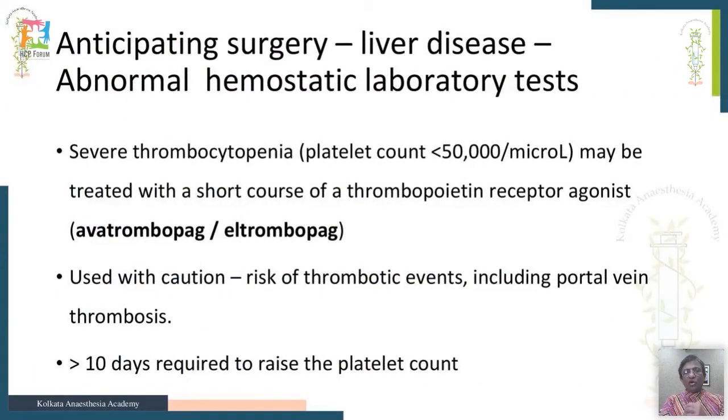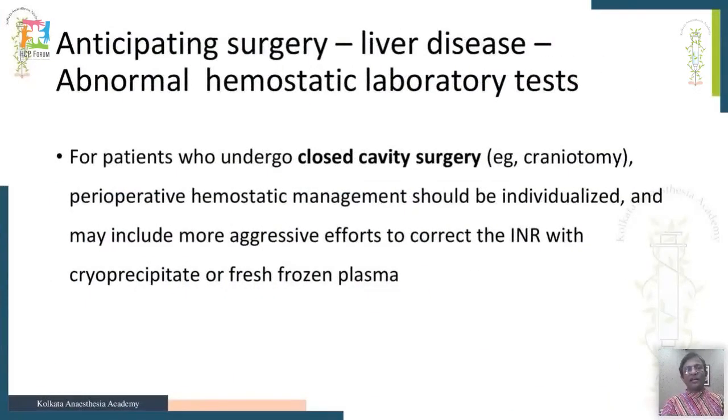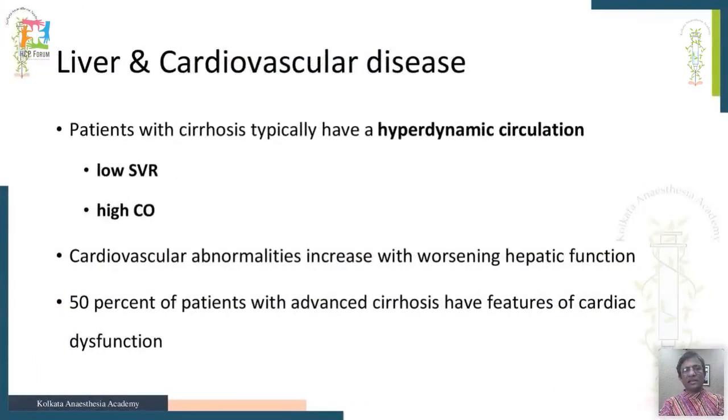If the platelet counts are low, you can think of thrombopoietin receptor agonists, but remember, it has to be started much earlier. It takes nearly 10 days to have an effect. For closed cavity surgeries like craniotomy, the hemostatic management has to be individualized, and you possibly need a more aggressive effort with cryoprecipitate. In these, the platelet count target, I have not put it in the slide, is 1 lakh and not 50,000. So you have to individualize when you think that the consequence of a hematoma is large.